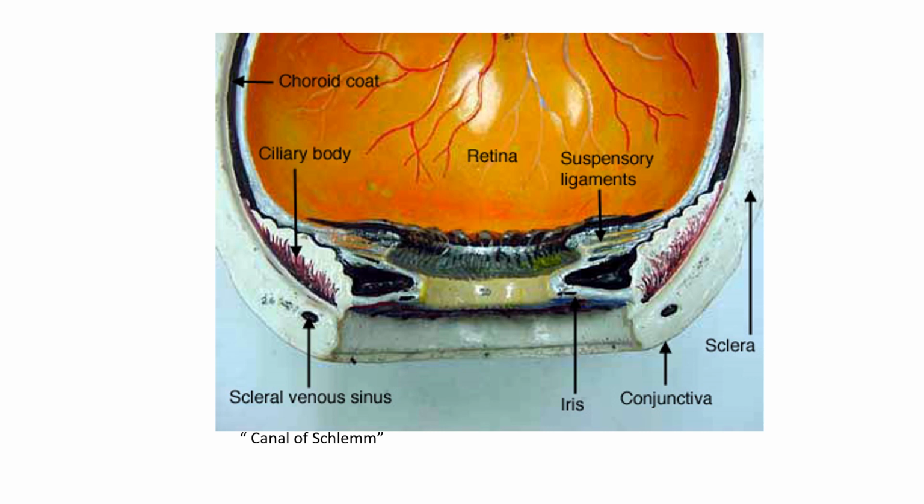The aqueous humor comes from the ciliary body, goes into the posterior chamber of the anterior cavity, then comes out through the pupil into the anterior chamber of the anterior cavity, and then drains back into your plasma through the scleral venous sinus, also known as the canal of Schlemm.